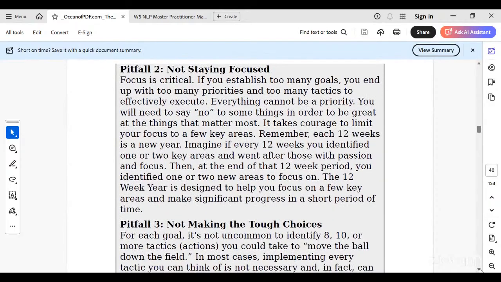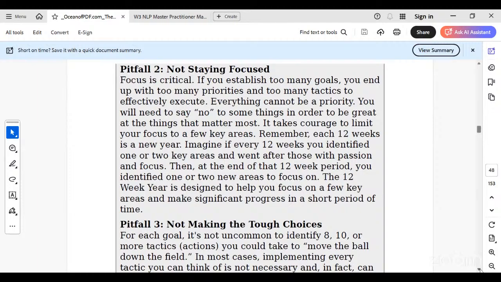Pitfall 2, not staying focused. Focus is critical. If you establish too many goals, you end up with too many priorities and too many tactics to effectively execute. Everything cannot be a priority. You will need to say no to some things in order to be great at the things that matter the most. It takes courage to limit your focus to a few key areas.